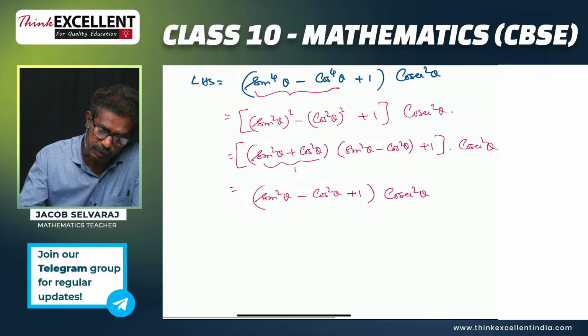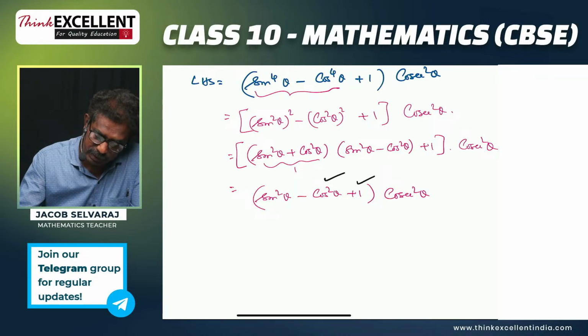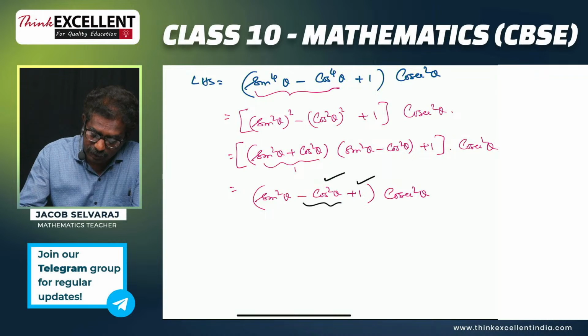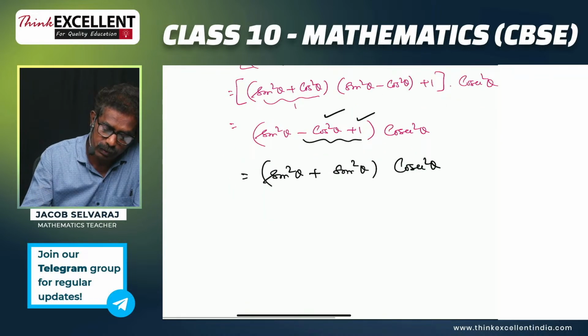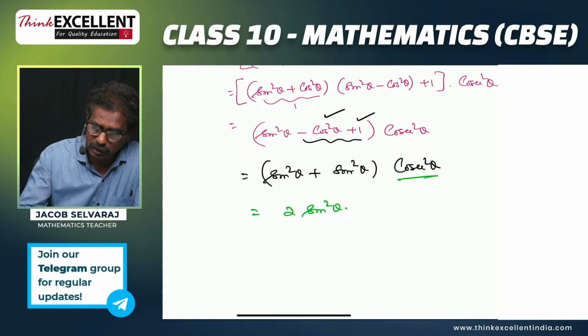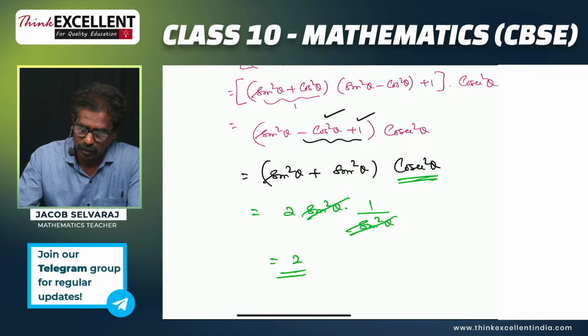Can you simplify this part? Group these 2 terms together: 1 minus cos square theta. What is 1 minus cos square theta? Sin square theta. Already we have a sin square theta. Plus 1 minus cos square theta is again sin square theta, into cosecant square theta. Sin square theta plus sin square theta is 2 sin square theta. Cosecant square theta is 1 by sin square theta. Sin square theta cancels. So the final answer is 2. So that is the right answer, right?